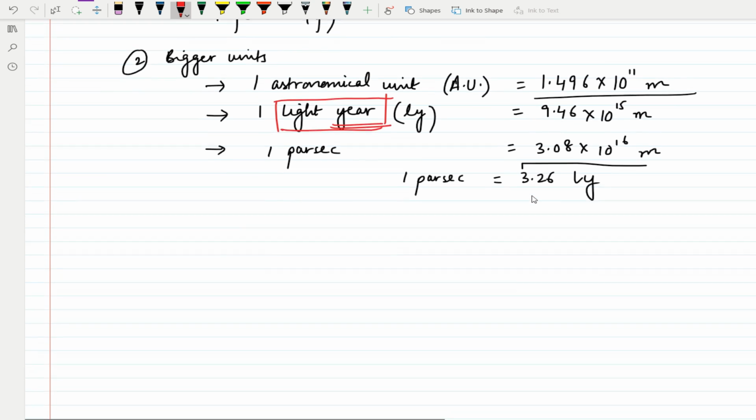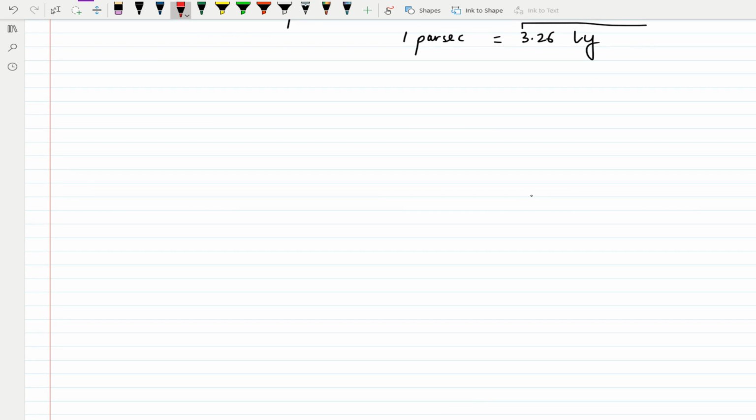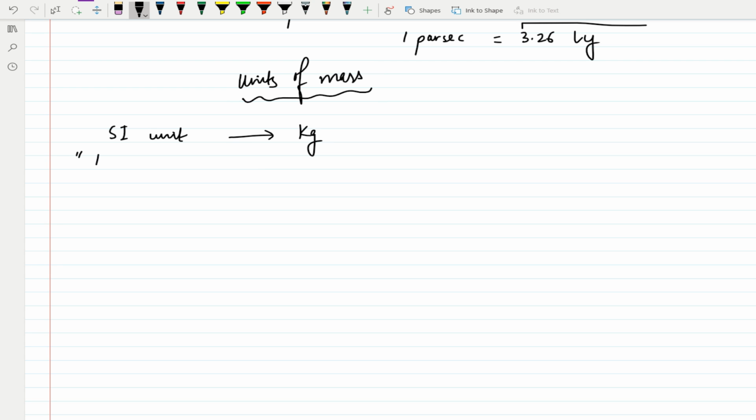Now we move on to the units of mass. So the units of mass. Now you are aware that the SI unit is kilogram or kg. And how do we define 1 kg? Again I'm writing the definition. So 1 kg is the mass of 1 liter of water at 4 degree Celsius. 1 liter of water at 4 degree Celsius.